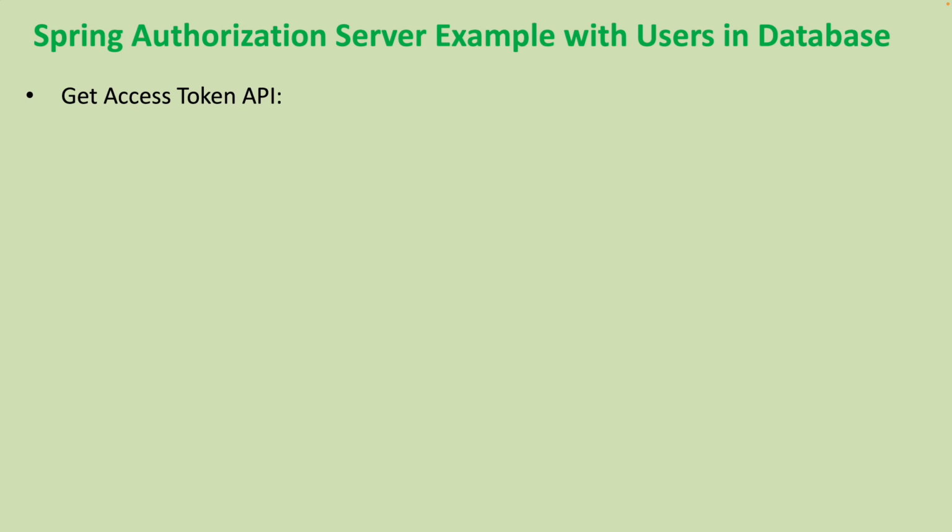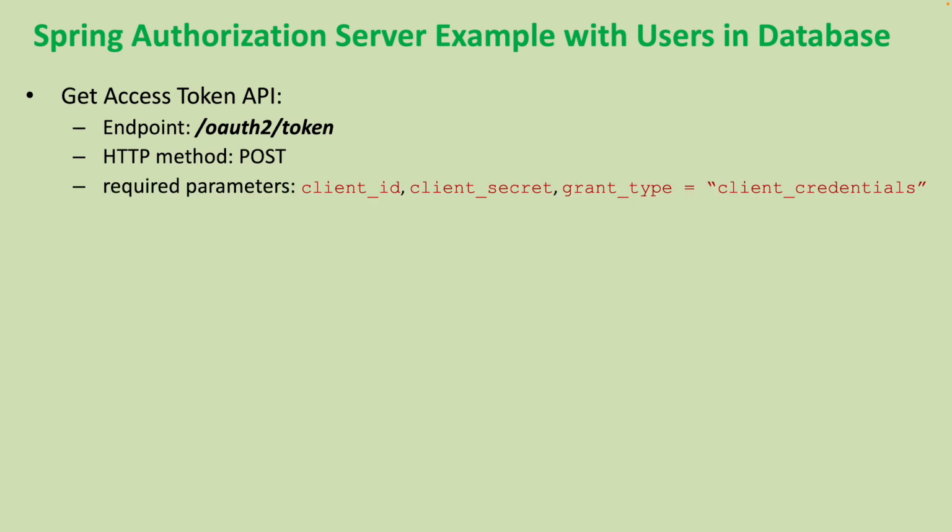As per the OAuth 2 specification, the get access token API provided by an authorization server must have the following details. The endpoint should be /OAuth2/token. HTTP method is post, and the required parameters are client ID, client secret, and grant type. In case of the client credentials grant type, the parameter grant type must be equal to client_credentials.